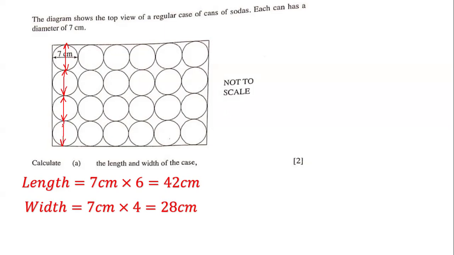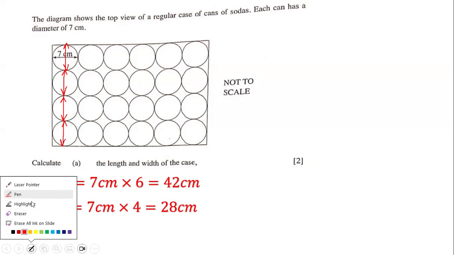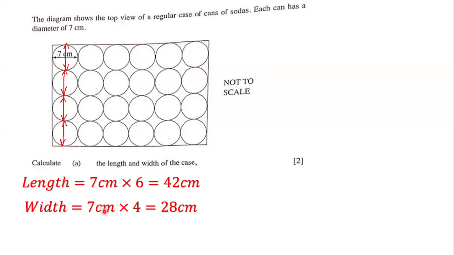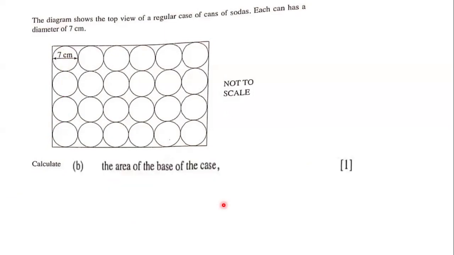And so we have the width of the case is going to be equal to what? 7 centimeters multiplied by 1, 2, 3, 4. And so 7 centimeters multiplied by 4 is 28. And so the width of the case is 28 centimeters. Next, our goal is to calculate the area of the base of the case. So what is the area of the base of the case?